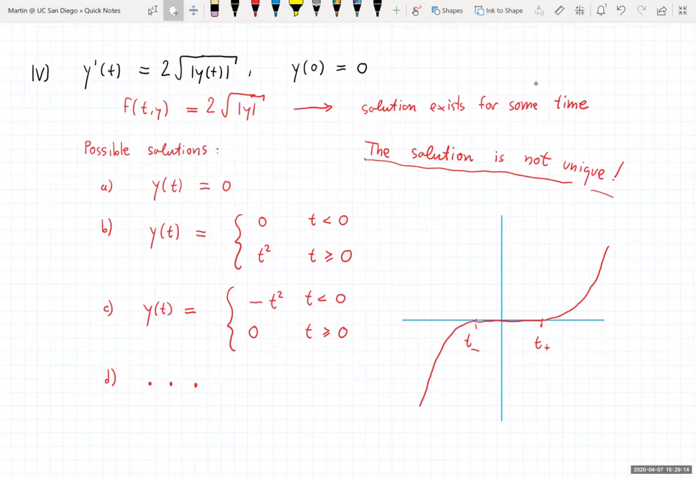As an exercise, I suggest you stop the video at this point and take a look at the right-hand side here, 2 times the square root of the absolute value of y. And I suggest that you sketch this. I suggest that you plot this function as a function of y, just to get an idea what this function actually looks like.